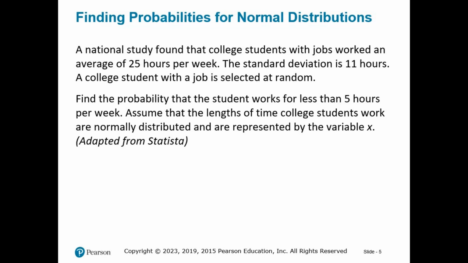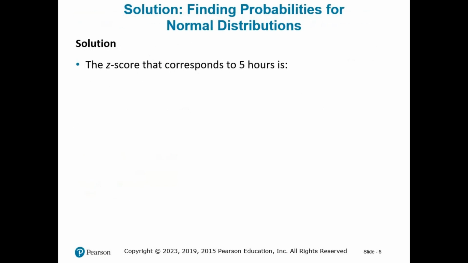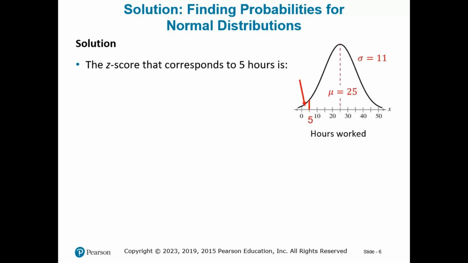Okay, so we first need to identify that this is normally distributed so we can find the area to solve the probability. Next, we need to see if the values we need are given. They say the mean is 25 hours and the standard deviation is 11 hours. And they want to find the probability that the student works for less than 5 hours per week. So that is our x value. First, let's see what this looks like on a graph. We have a mean of 25, a standard deviation or space between data points of 11, and the x value in question is 5, which is right here. They're wondering what the probability is that the student works for less than 5 hours per week.